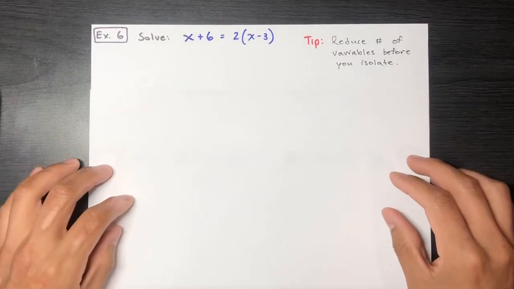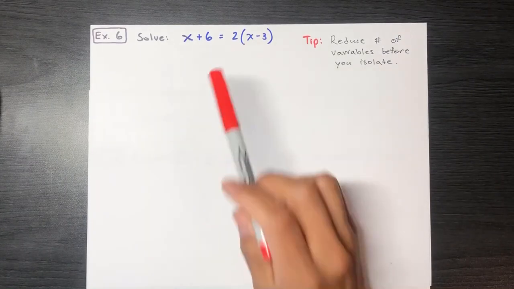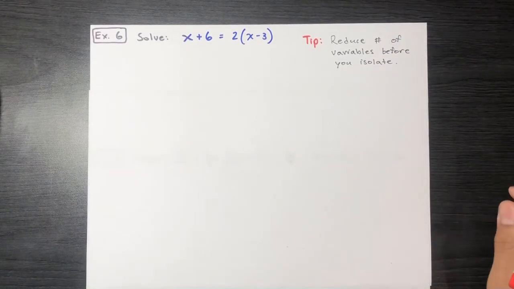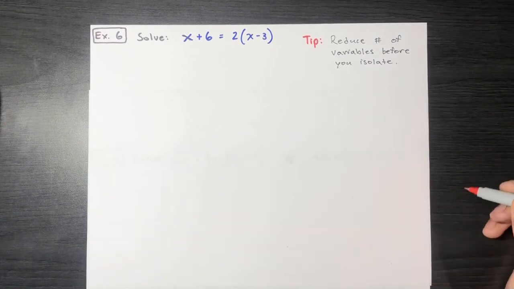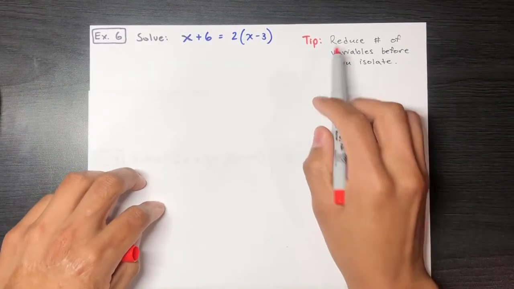Let's go ahead and solve example 6, okay? So example 6 is a little bit different. Why? Because here you see that we actually are going to be using the distributive property. So to be able to solve this, we're going to follow our rules. And our rules are basically to isolate the variable, and whatever we do to one side, we're going to do to the other, okay?